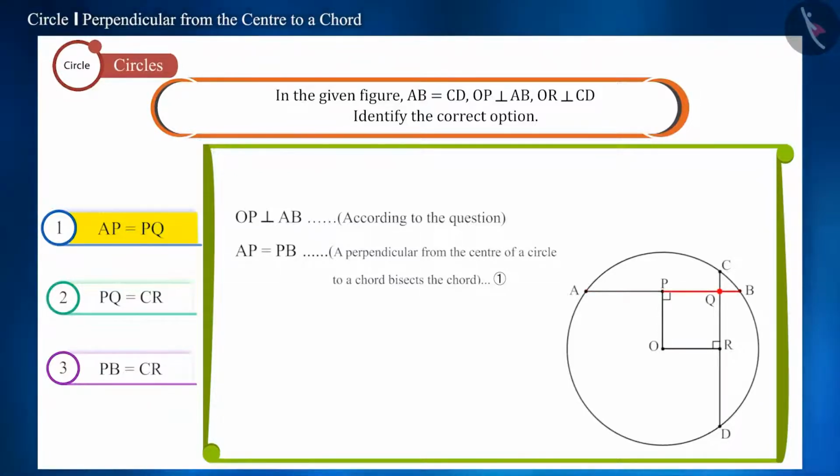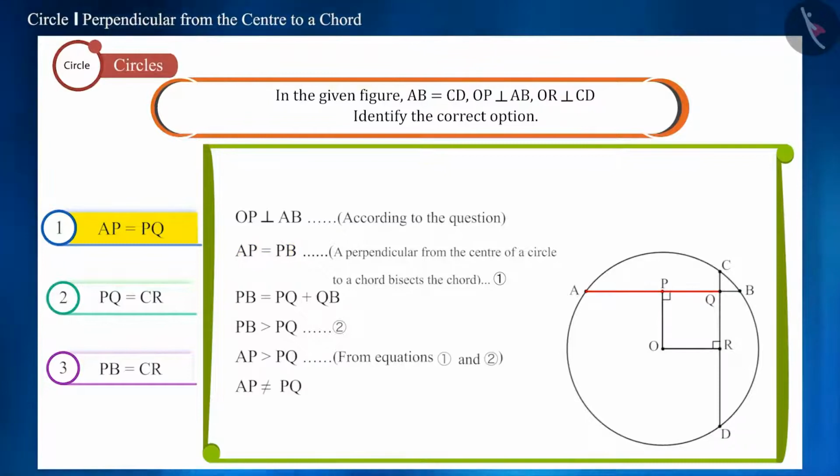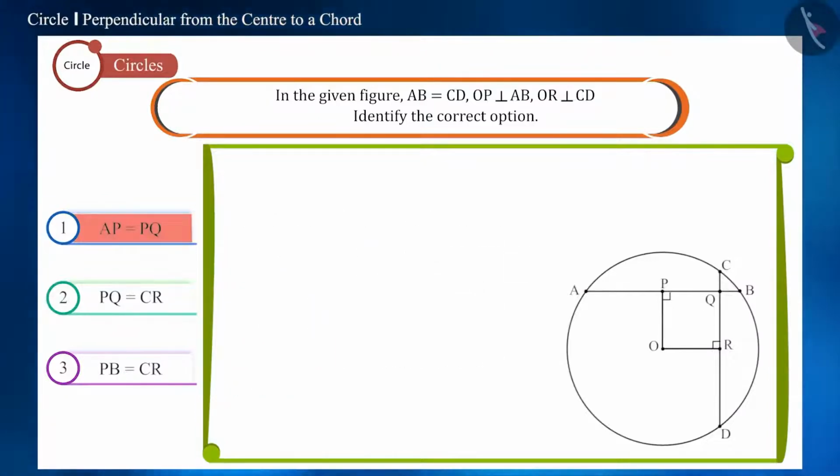Point Q lies on the line segment PB. This means PB is formed by joining PQ and QB. Therefore, PB will be larger than PQ. And we saw that AP is equal to PB. So, AP cannot be equal to PQ. Therefore, this option is incorrect. Let's move ahead and see the second option.